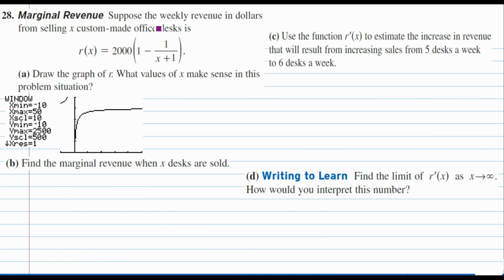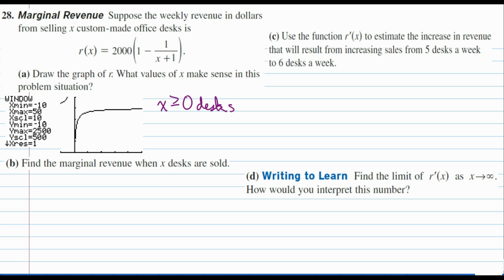28. Suppose the weekly revenue in dollars from selling x custom-made office desks is this function. Draw the graph of R, or use your calculator. What values of x make sense in this problem situation? Well, the x values that make sense are producing more than 0 desks. You could produce 0 desks, I guess, so we'll say that x has to be greater than or equal to 0 desks. Part B says find the marginal revenue when x desks are sold. Wow, x desks. Say that fast five times.